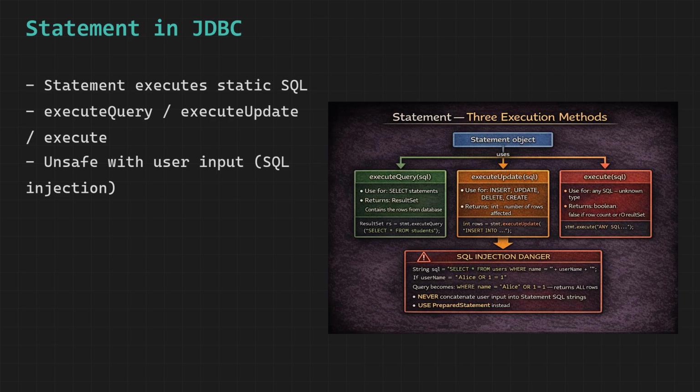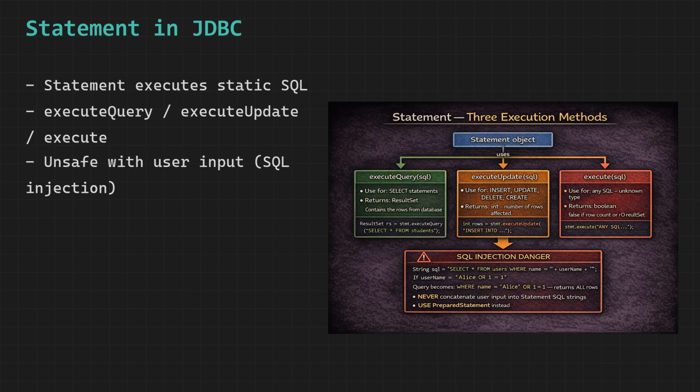Statement is the simplest way to execute SQL in Java. You create it from a connection, pass an SQL string to one of its execute methods, and get a result. Simple and direct. The choice of method depends on what SQL you are running.